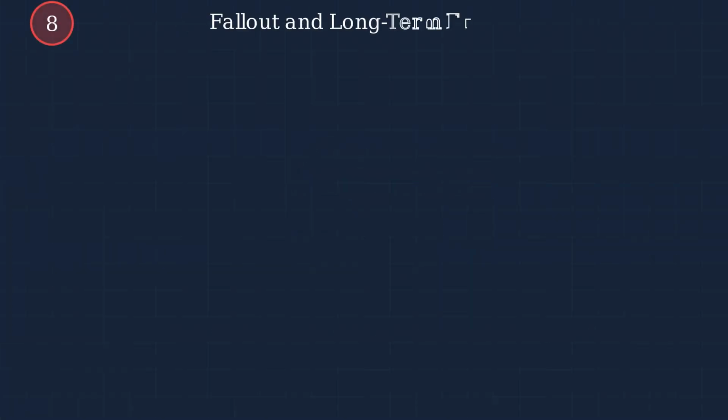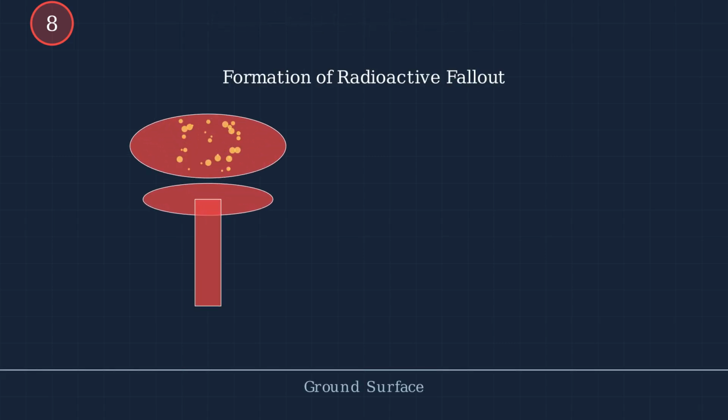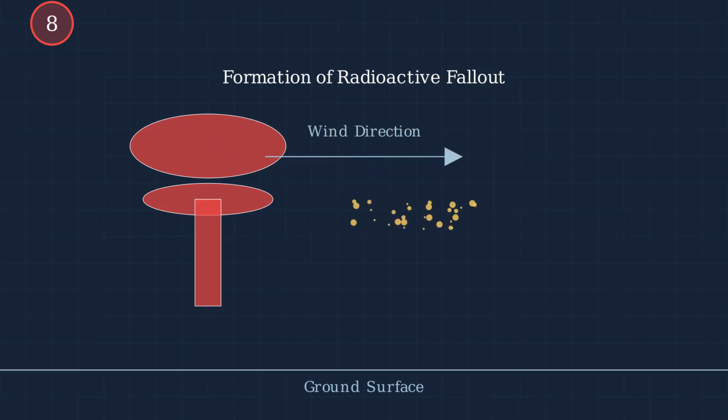Section 8. Fallout and long-term effects. After a nuclear detonation, radioactive particles are drawn up into the mushroom cloud. These particles can be carried by wind for hundreds of miles.